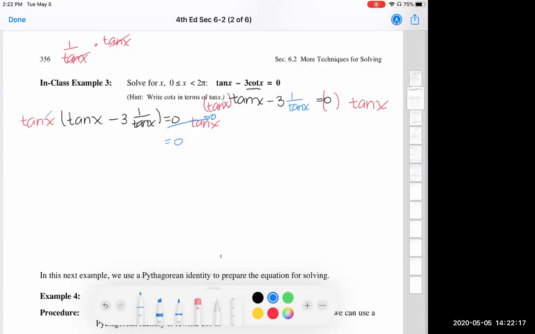And here I'm left to multiply. So tangent times tangent gives me tangent squared x. And then I have negative 3, and tangent over tangent gives me 1. So it's just the 3. Let me write it a bit better. I have tangent squared of x minus 3 is equal to 0. All right, we can work with that. Let's go ahead and solve.